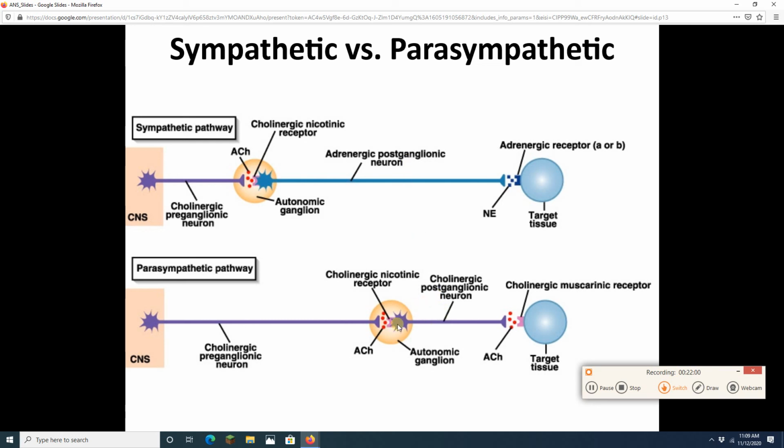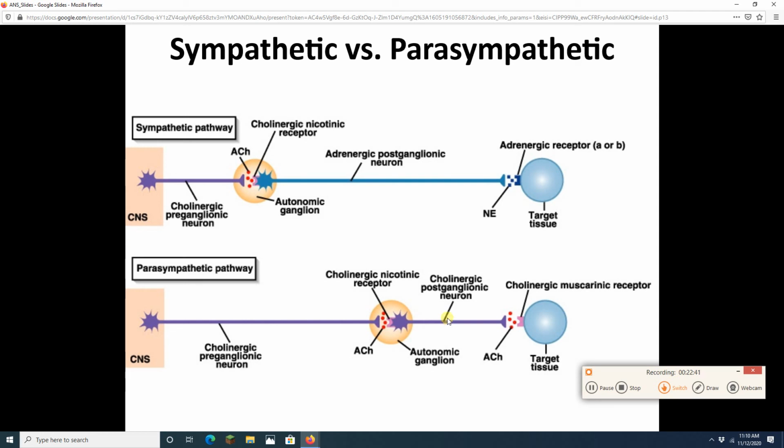Now, check this out here. There is another thing to consider, another difference that we did not mention before. It's the position of the ganglion. In the sympathetic pathway, the ganglion is located close to the spinal cord. In the parasympathetic pathway, the ganglion is far from the spinal cord or brain. So because of this distance, in the sympathetic pathway, the first neuron is short, second is long. Parasympathetic, first neuron is long, second is short. So we got another difference right there.